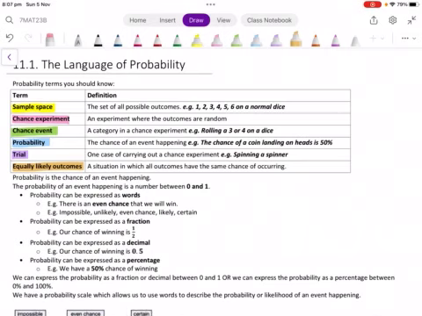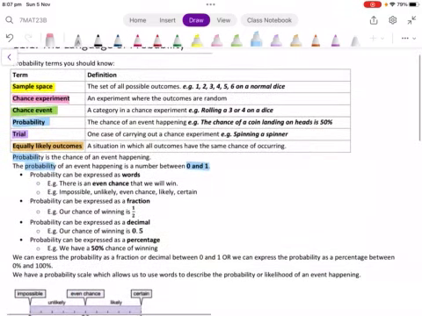Probability is the chance of an event happening. The probability of an event happening is a number between 0 and 1. Probability can be expressed as words. There is an even chance that we will win. It is impossible, unlikely, even chance, likely, or certain.